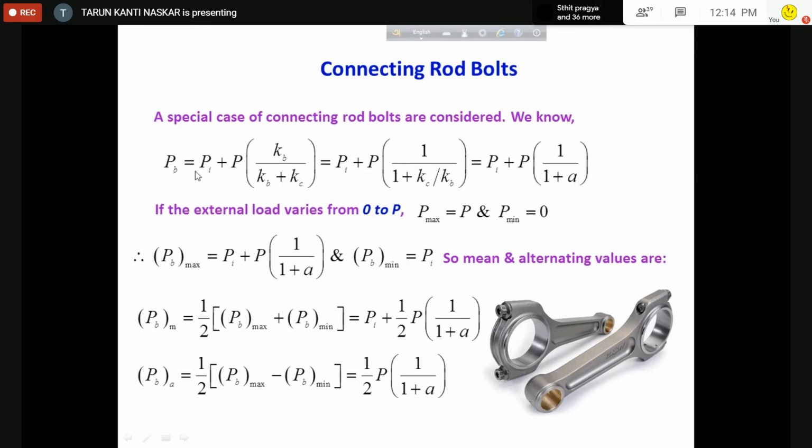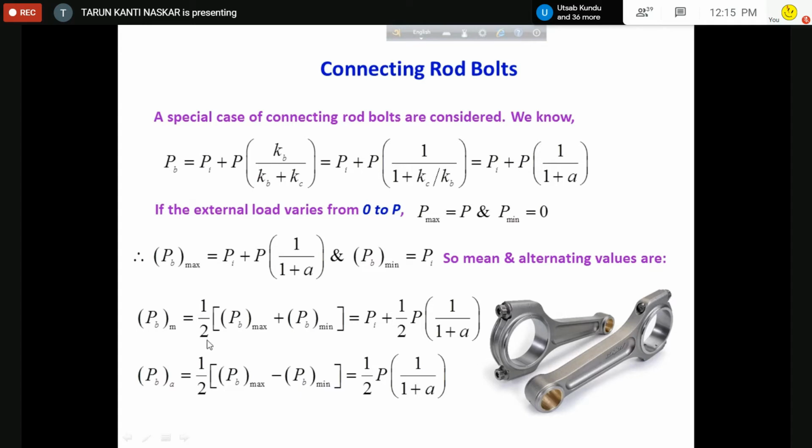Now the equation is Pi plus P multiplied by this thing. Now if the external load varies from 0 to P, so P max will be P and P min will be 0. It is a particular case, so we are taking it that it varies from 0 to P. So P min is 0. So from this PB max will be this thing, and PB min equal to Pi.